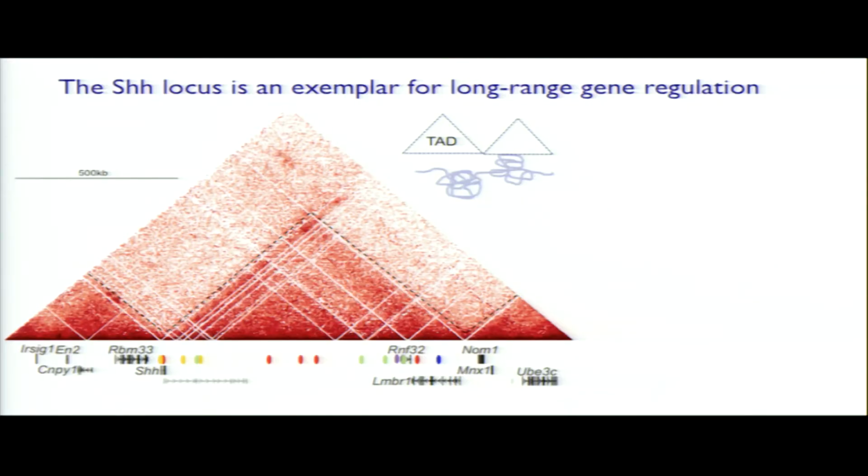Okay, so how does this regulatory landscape actually work? Sonic hedgehog is considered to be a real exemplar for this mode of long-range gene regulation. Even though its enhancers are spread over such a large genomic distance, they are all contained within this red triangle here, a structure known as a topologically associated domain.